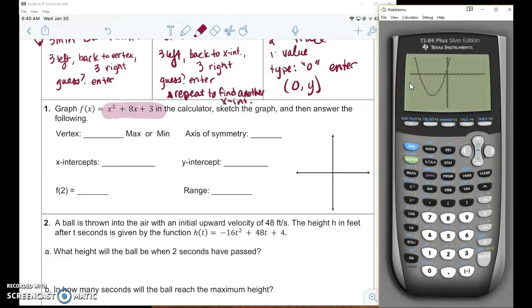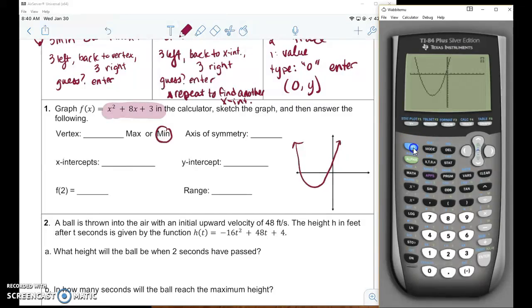First, I'm going to sketch my graph. And remember, a sketch doesn't have to be perfect. It's just an approximation. Here's my sketch of my parabola. The vertex here is a minimum because the vertex is at the bottom of my parabola.